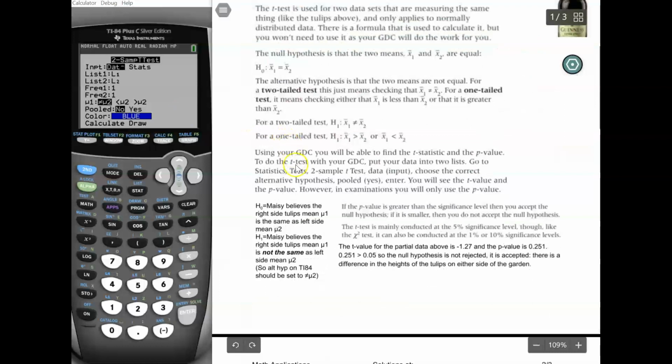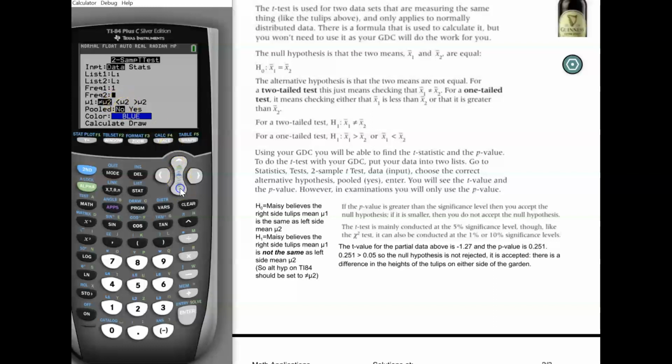In this particular case, the null hypothesis that MAISL believes is that the right side tulips mean mu1 is the same as the left side mean mu2. The alternative hypothesis, MAISL believes that the right side mean mu1 is not the same as left side mean mu2. So that means it would be this one here, not equal to mu2, right? If the alternative hypothesis is that MAISL believes that the first mean is less than mu2, that would be this alternative, right?